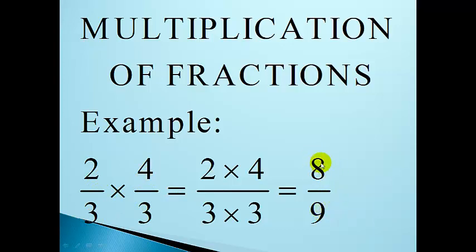We multiply the numerators divided by the multiplication of the denominators. That is all. Take note, please. For multiplication of fractions, don't find the LCM. Multiply the numerators divided by the multiplication of the denominators. That is all. Now let's proceed.